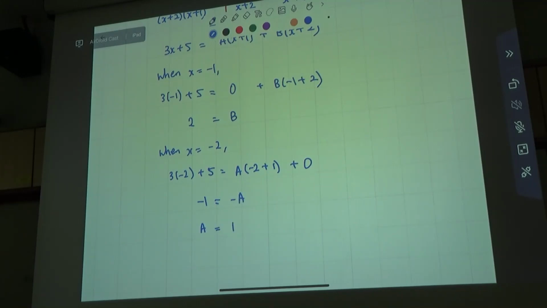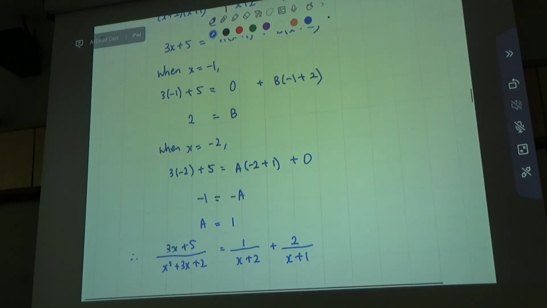And therefore, answer the question. Our original question was 3x plus 5 over x squared plus 3x plus 2 equals to A, which is 1 over x plus 2, plus B, which is 2 over x plus 1. So I get this as my answer.